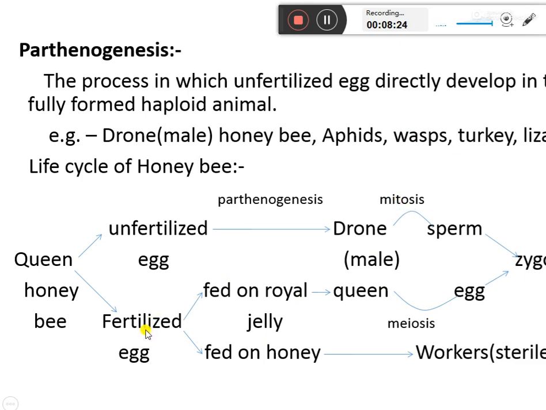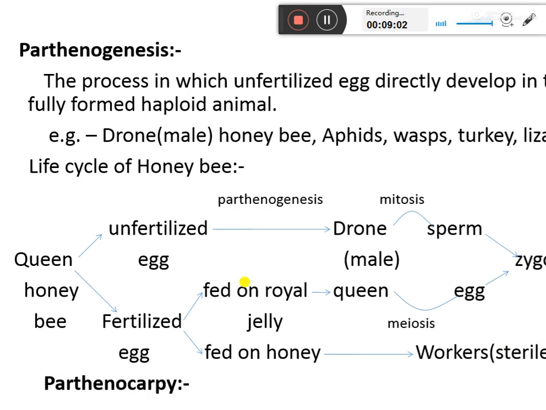While the fertilized egg, if it is fed with royal jelly, develops into a queen and the queen produces eggs. So queen is diploid. It produces the eggs through meiosis and the zygote is formed. This fertilized egg, if it is fed on honey, develops into the worker, which are sterile and they take care of the beehive.